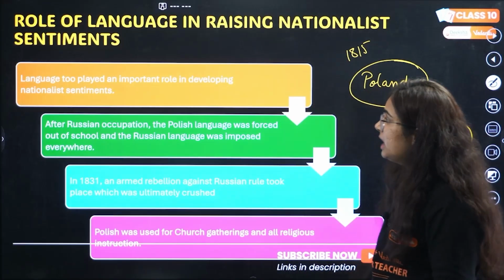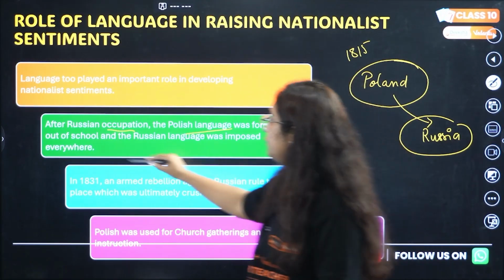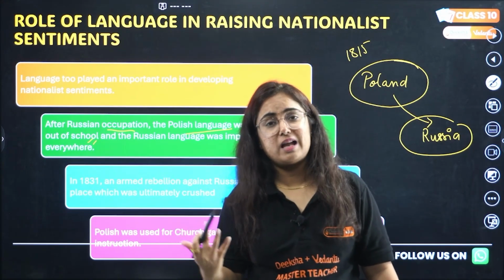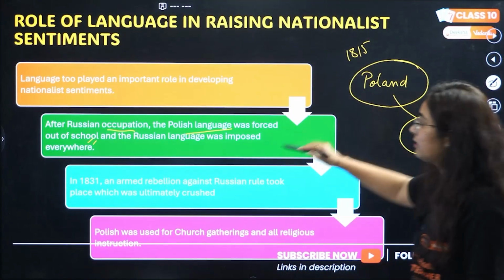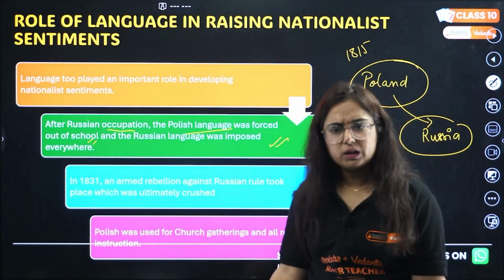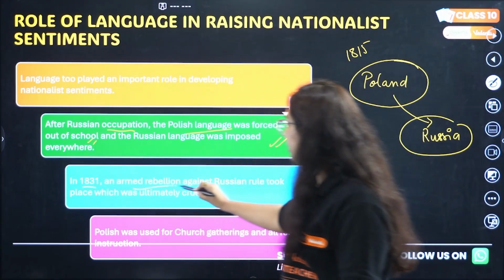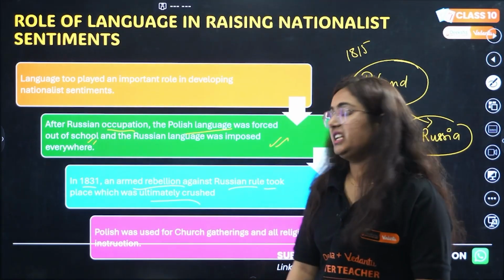After Russian occupation, the Polish language was forced out of the school. The people who knew only the Polish language, how would they deal? Russian language was imposed everywhere. The people revolted, obviously. In 1831, an armed rebellion against Russian rule took place, which was ultimately crushed.